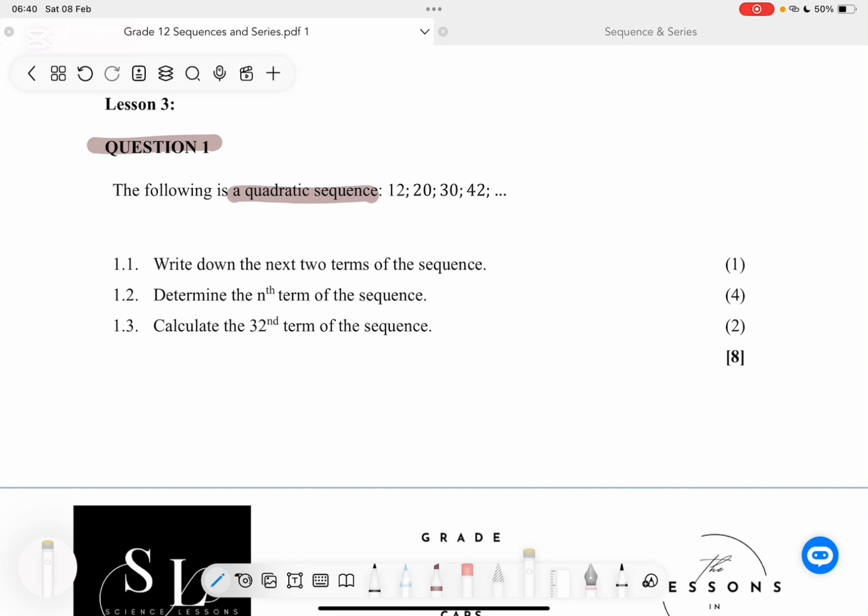Question 1.1 says write down the next two terms of the sequence. Now this question is specific. They're saying write down, not calculate or determine. And this question is worth 1 mark. It means we literally have to write down the next two terms. We don't have to do long calculations using a formula, and we only want the next two terms.